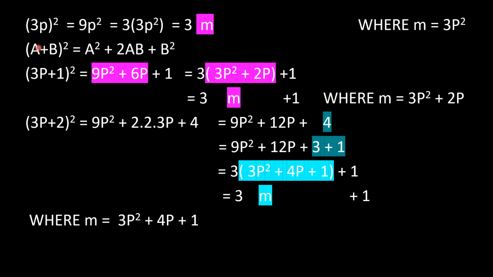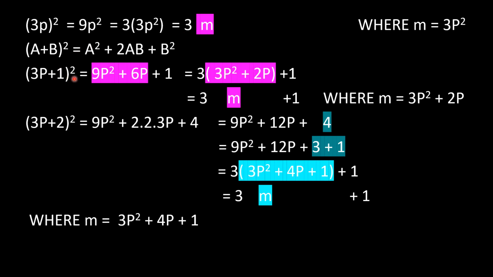Any integer, if it is divided by 3, can be written only in the form of 3p, 3p plus 1 and 3p plus 2. They are asking us to prove that the square of any integer is of the form 3m or 3m plus 1. So we are going to square that 3p. When we square 3p, we will get 9p square. This 9p square can be written as 3 into 3p square. This 3 we can take as such. Instead of this 3p square, we can take m. M equal to 3p square. So this is of the form 3m.